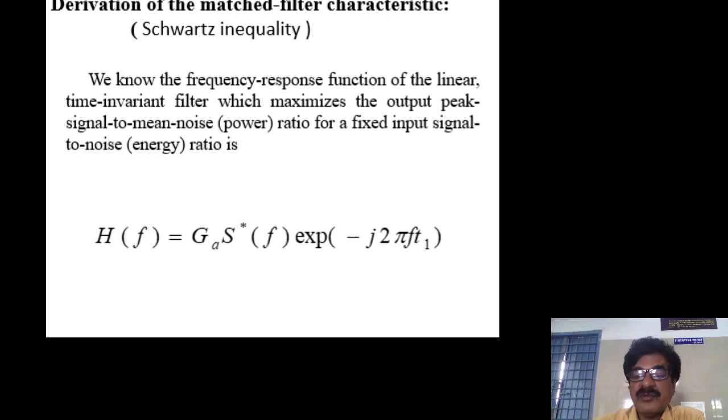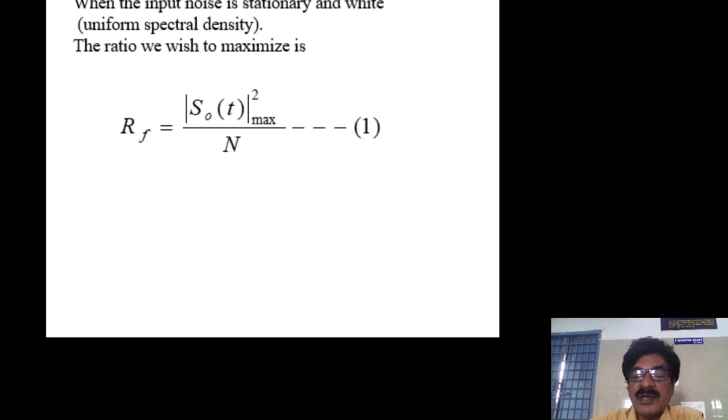Now, what we have to maximize is under the assumption that the input noise is stationary and white. Why have we taken this assumption? Because it has a uniform spectral density. Therefore we have to maximize |S0(t)|max squared divided by N, that is the output peak signal to mean noise ratio.